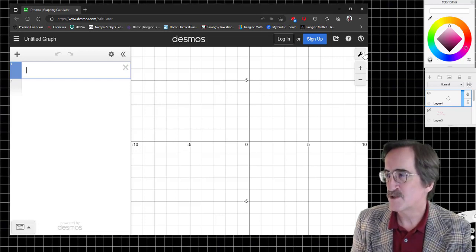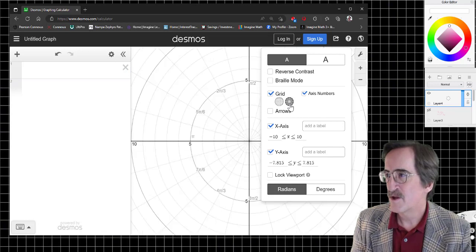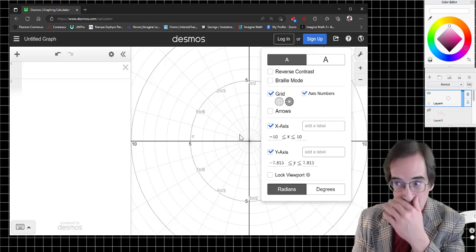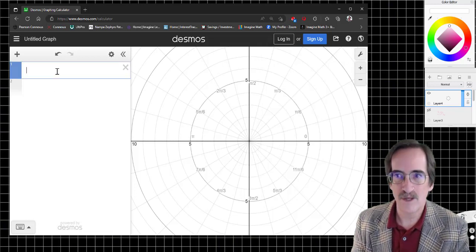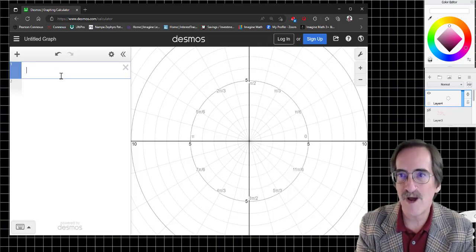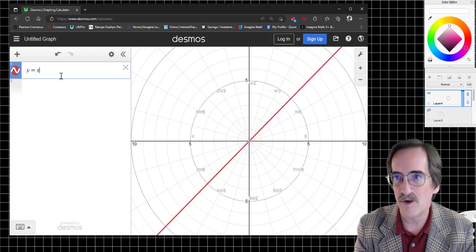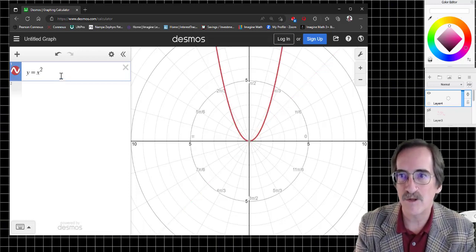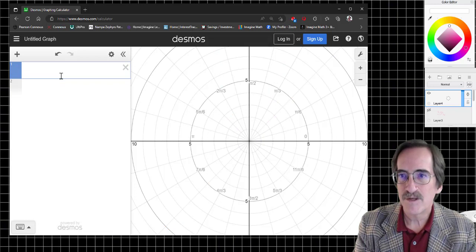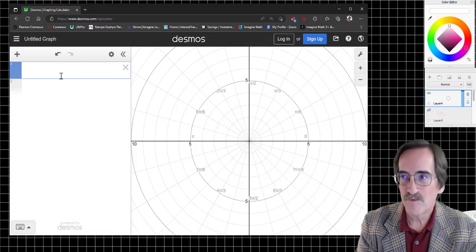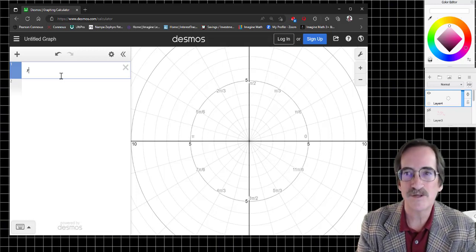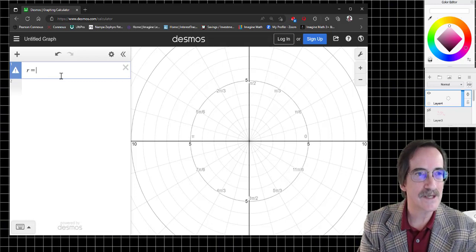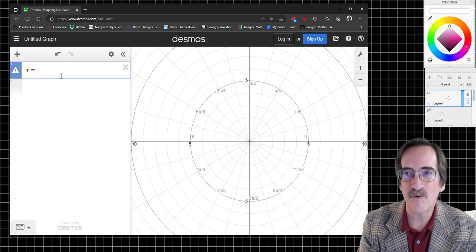So let me change the graph display. By the way, changing the graph display to polar coordinates does not change the way that it graphs. You can still graph rectangular coordinate stuff like y equals x squared, still a parabola. But you can also graph polar functions with r and theta, and Desmos requires r to be isolated, which it doesn't do in rectangular coordinates. It doesn't require us to solve for y.